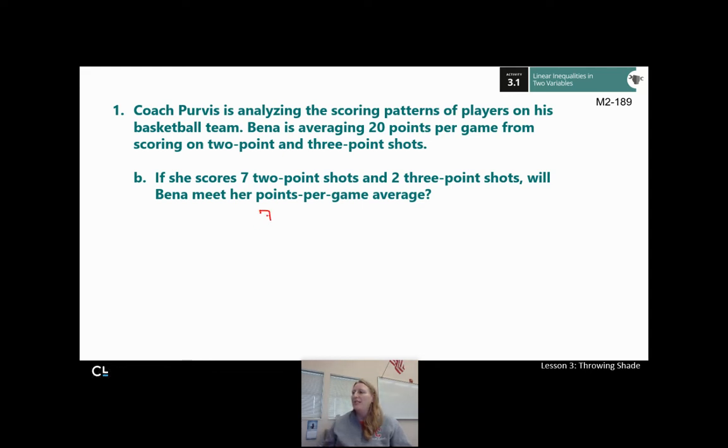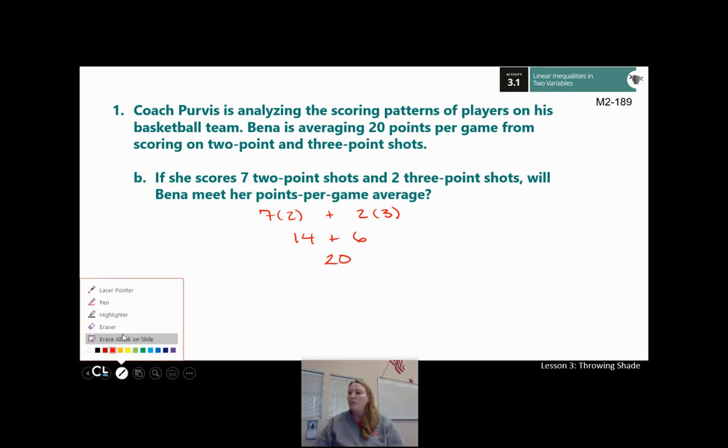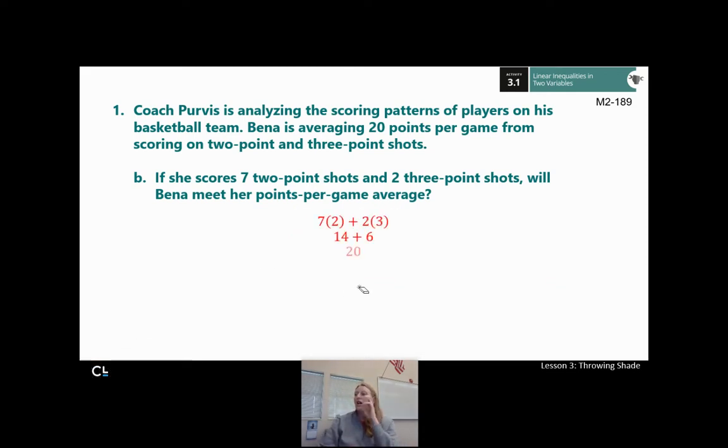If she scores 7 2-point shots plus another 2 3-point shots, well, 7 times 2 is 14, 2 times 3 is 6, and 14 plus 6 is 20. So yes, if she scores 7 2-point shots and 2 3-point shots, she will meet her 20 points per game average. So good for you, Benna.